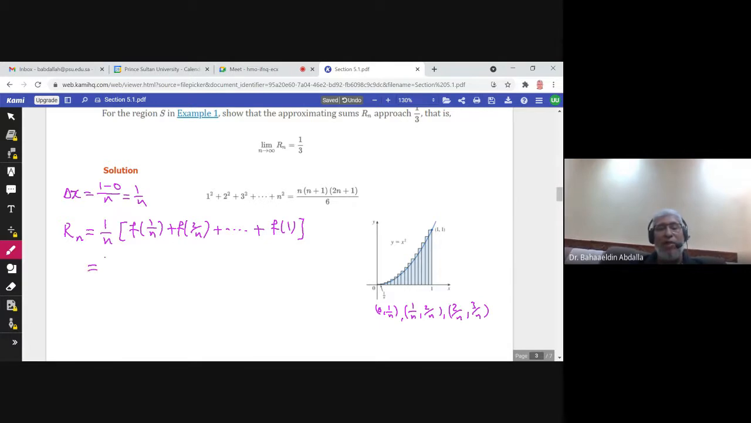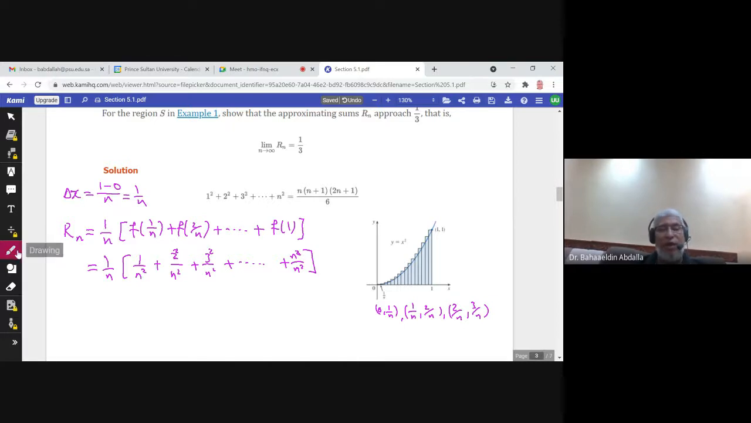Now, this is 1 over n times. What is f of 1 over n? Again, this is 1 over n all squared, okay. 2 over n, it is 2 squared over n squared. 3 over n, 3 squared over n squared, plus up to 1, okay. What is 1 in fact? It is n squared over n squared. You can write 1 as n squared over n squared.